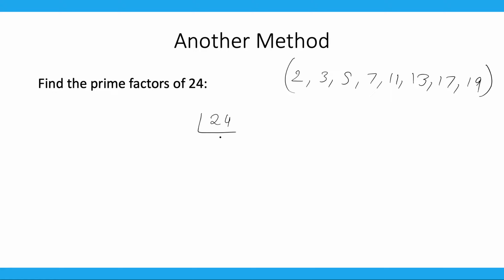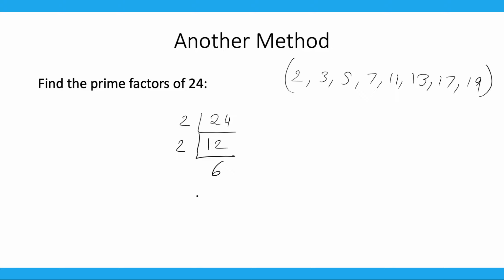So we have 24. What is the lowest prime number that 24 goes into? So let's start off with 2. Does 24 go into 2? Yes, it does. So let's write 2 on this side. So 24 divided by 2 is 12. So does 12 go into 2 again? Yes, it does. So we can use 2 again.